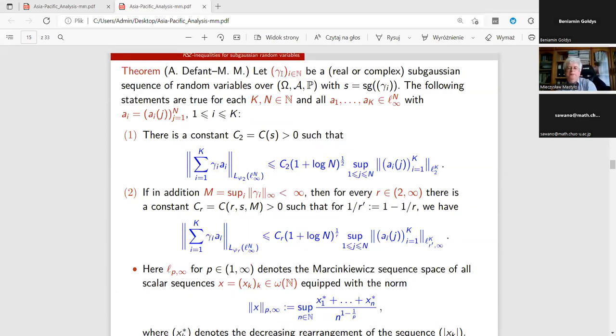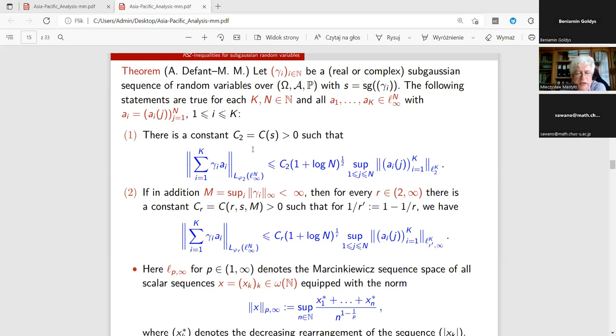Suppose we have a complex sub-Gaussian sequence of random variables, defined, as was fixed, on a probability measure space, with this number S for this sequence. Then we have the following two statements, which are true for each positive integer capital N and all finite sequences A1, ..., AK from C^N, and AI are its coordinates.